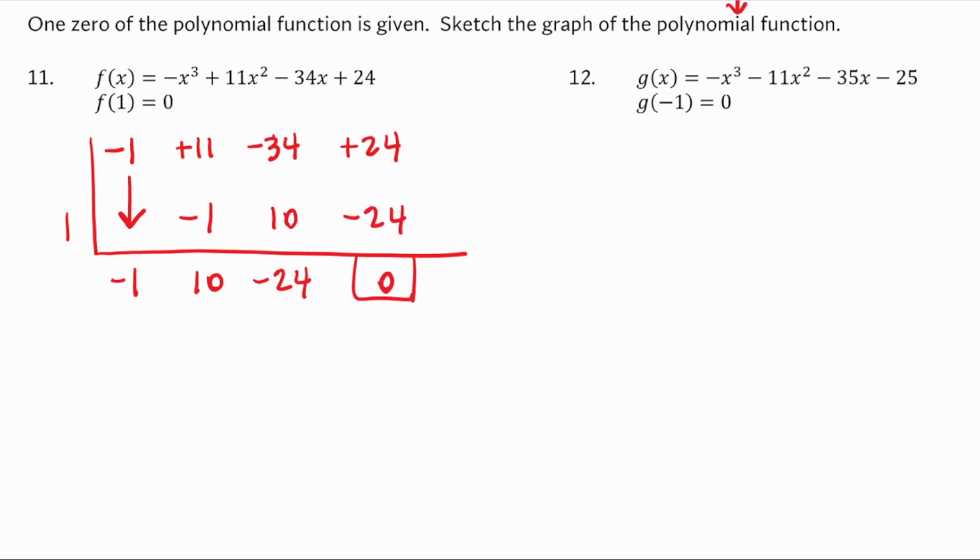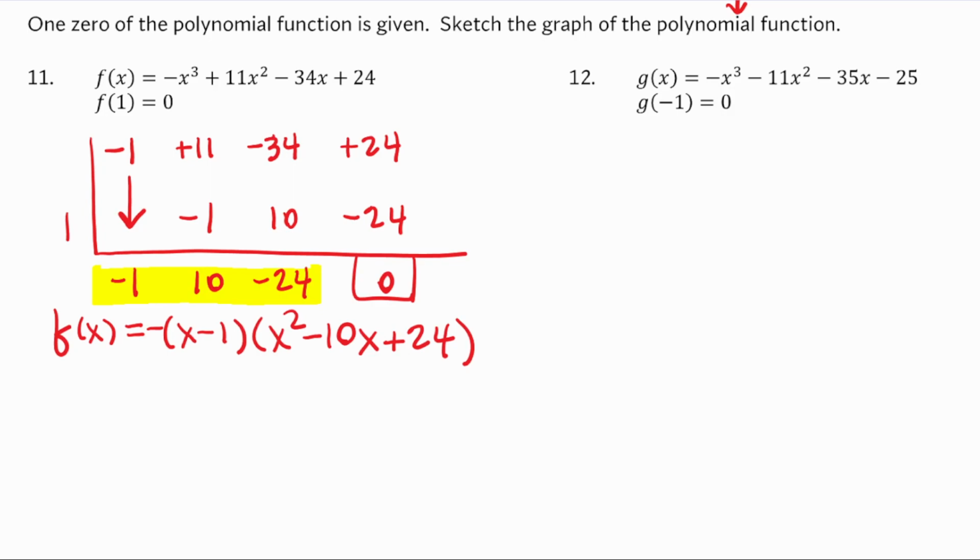Okay, so now we know that f of x is equal to x minus 1, because f of 1 equals 0, so x minus 1 is a factor, times negative x squared. Maybe I'm just going to factor out the negative right now. Negative x squared, so it'll be minus 10x plus 24. All right, I'm pulling these numbers from the quotient for my other factor. And two numbers that multiply to 24 and add to negative 10, that would be negative 6 and negative 4.